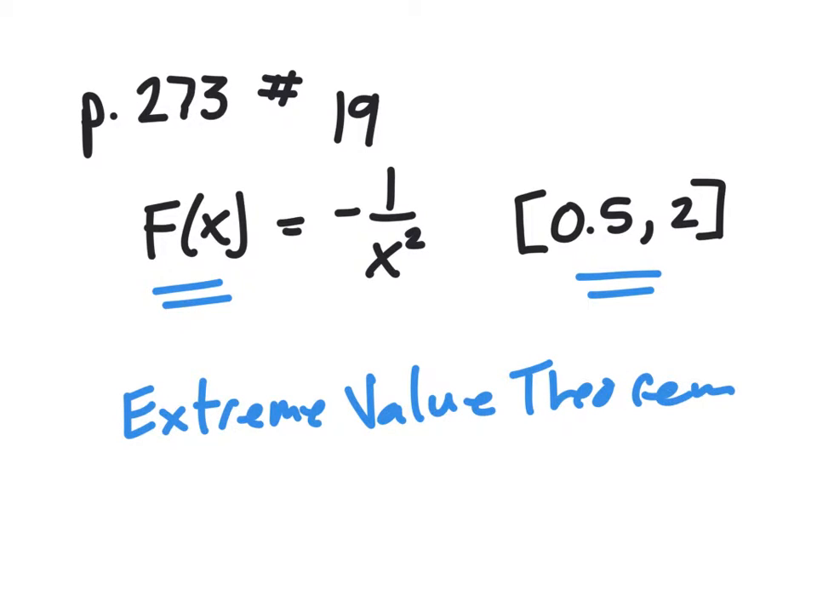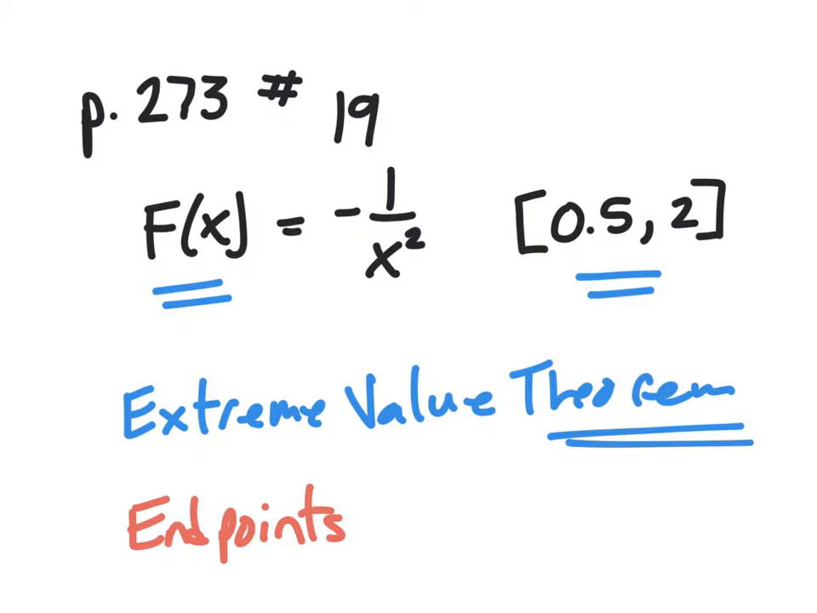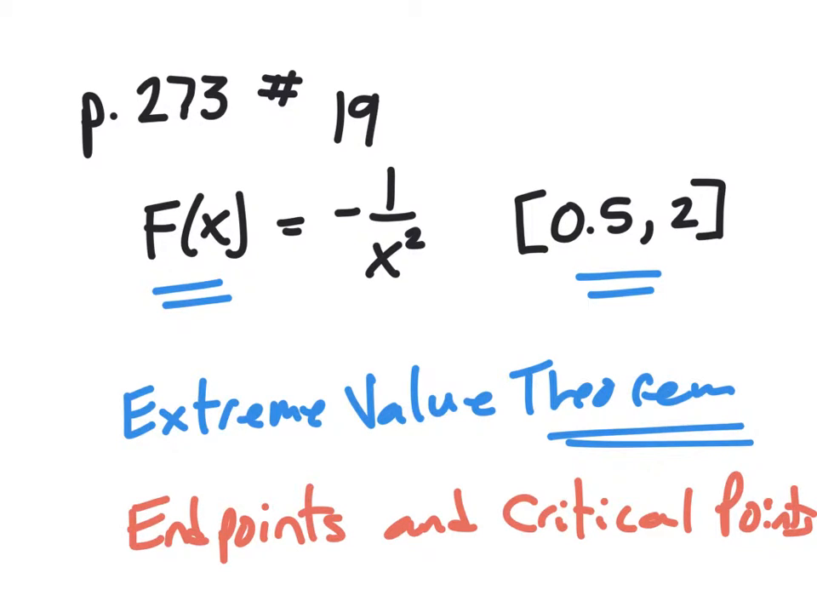And essentially this thing tells us where to look. We're going to look at endpoints and at critical points. The endpoints are easy to identify. We're going to see what the function value is when we plug in 0.5, and we're going to see what the function value is when we plug in 2.